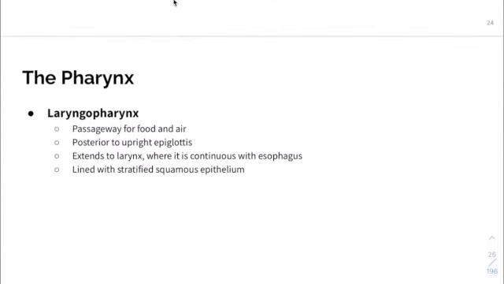The laryngopharynx. So that's where our air and our food go. We have our epiglottis back there. Our epiglottis is what opens and closes to let air versus food and water go through. The laryngopharynx will become continuous with that esophagus that goes down to the stomach. And just like the oropharynx, the laryngopharynx is also lined with stratified squamous epithelium.